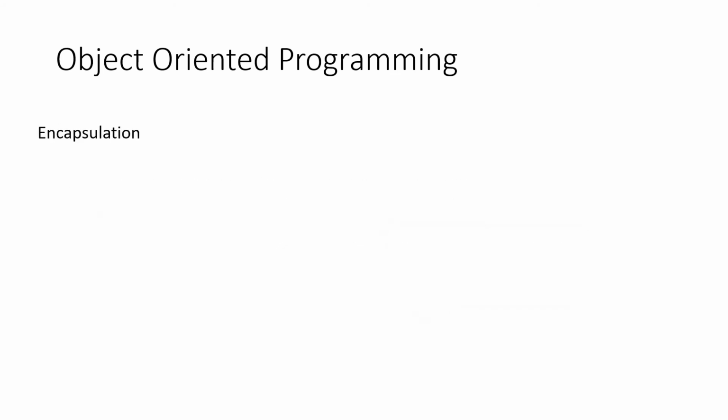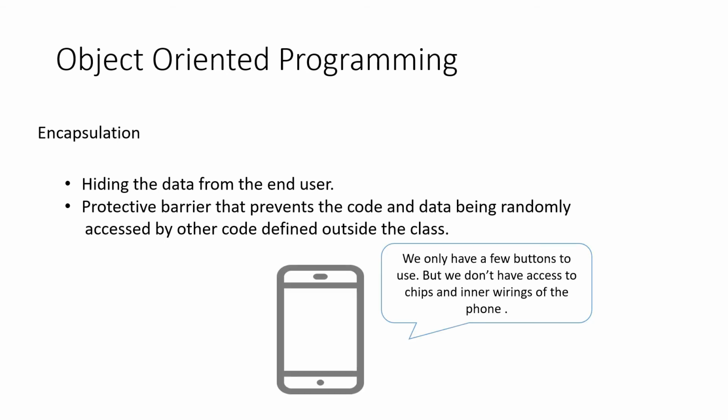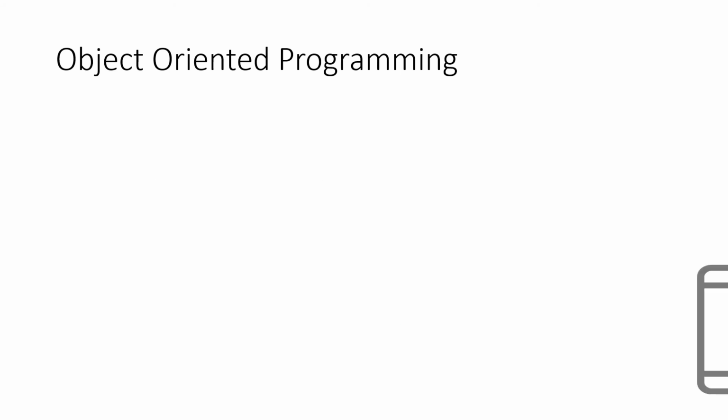In encapsulation, we are hiding the data from the end user. Encapsulation provides a protective barrier that prevents the code and data from being randomly accessed by other code defined outside the class. For example, in a smartphone, we only have a few buttons to use. But we don't have access to chips and inner wiring of the phone. Suppose we had access to the inner wiring of the smartphone, then we could mishandle the smartphone. That is why we need encapsulation, since it protects the object from being mishandled.